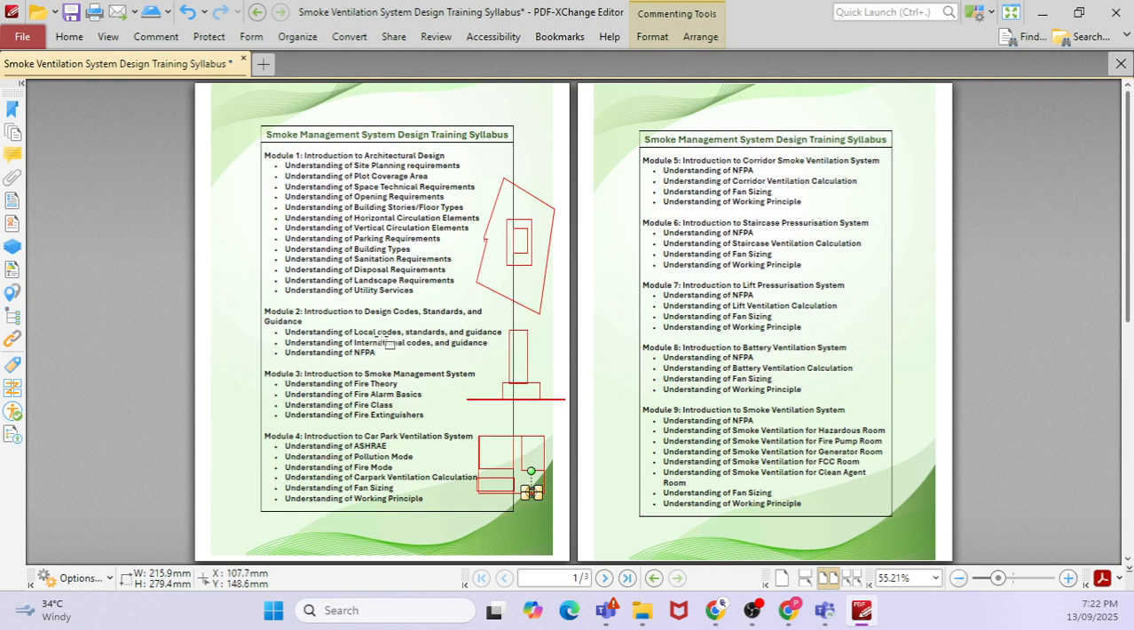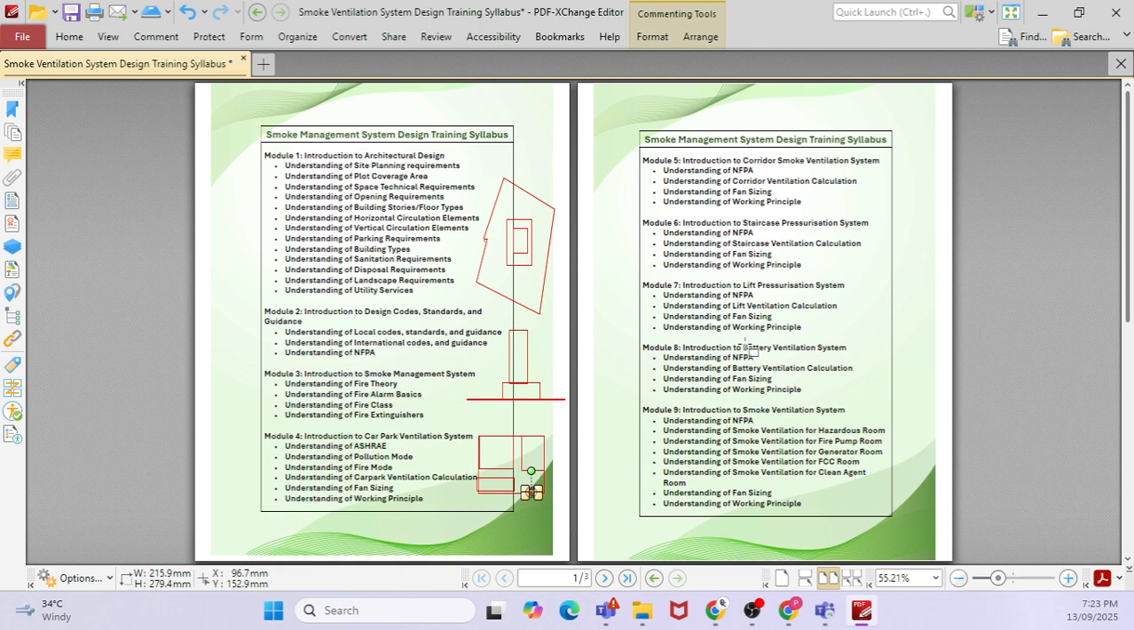Then after that, we will go to the local codes, design codes, international codes, standards, like NFPA requirement. The smoke management system is purely about NFPA 92 basically, right? So then after that, you will start with the smoke management system. Smoke management system means you will not go directly to the calculation part.